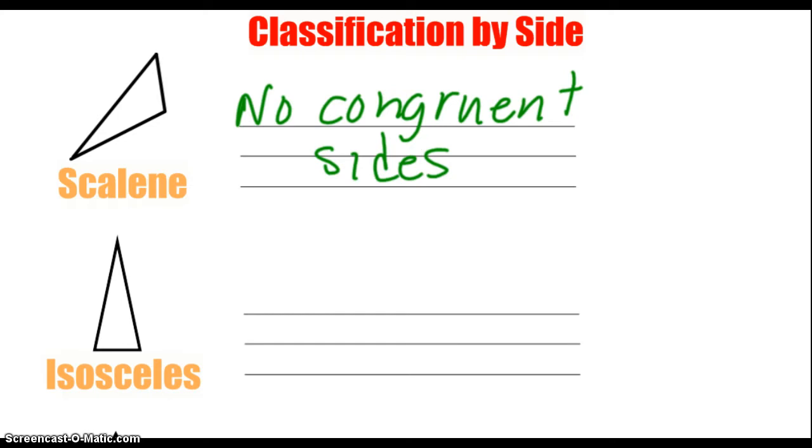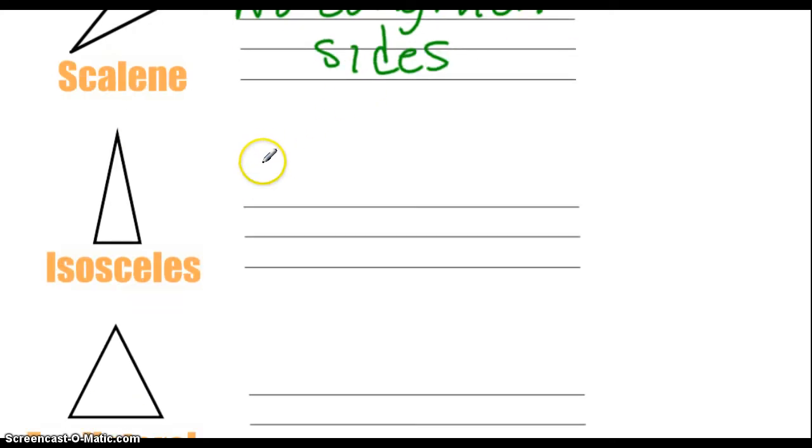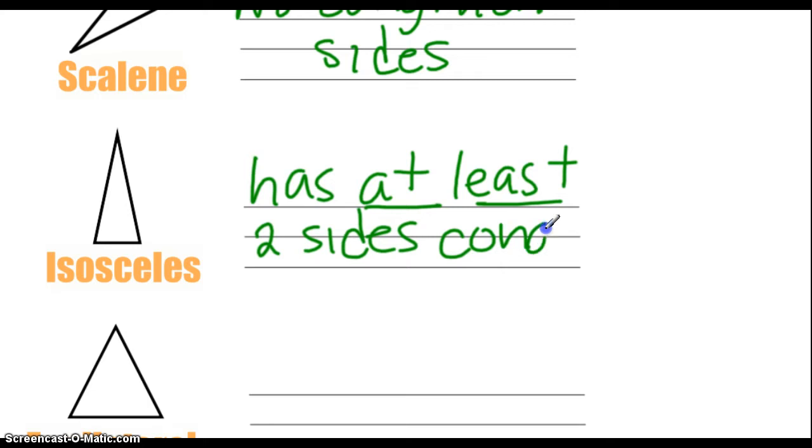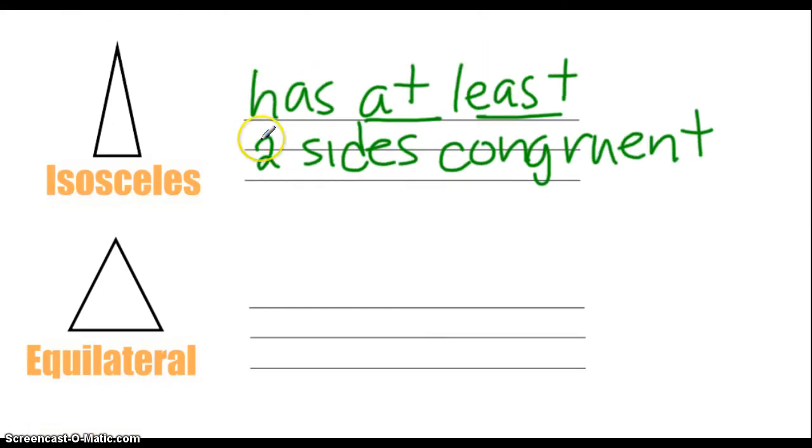Isosceles triangle has at least 2, and I say at least because we'll talk about that in a second, but it has at least 2 sides congruent. Okay, at least 2 sides. And then lastly, we have equilateral. Equa meaning equal, lateral meaning sides. So 3 congruent sides.